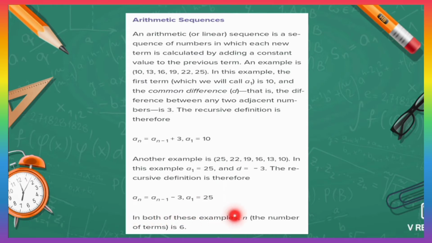In both of these examples, the number of terms is 6. So, ibig sabihin, kasi nga, 1, 2, 3, 4, 5, 6. So, ang number of terms natin ay 6. Kasi we have first term, second term, third term, fourth term, 5th term and 6th term. So, katulad din dito, dahil 6 lang ito, binaliktad lang dito sa another example. So, 6 pa rin yung term niya dito. So, ito yung sinasabi dito sa baba. In both of these examples, the number of terms is 6. Yung n nila dito ay 6.